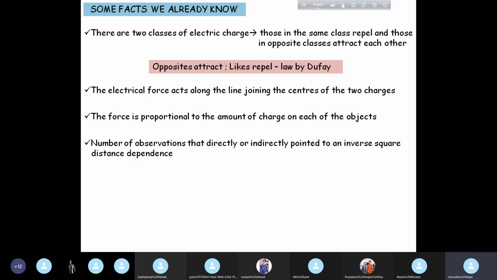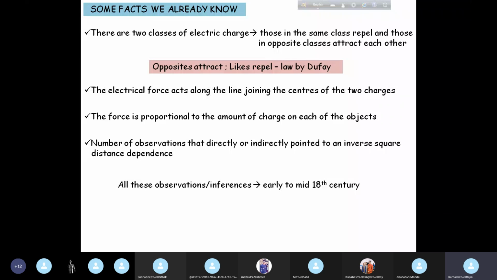These were being observed and they were finally put together as a law by Coulomb. So we will be doing Coulomb's law next. But prior to Coulomb, scientists were already observing these phenomena: that the force acts along the line joining the centers of the two charges, that the force is proportional to the amount of charge on each of the objects, and there were several observations that show directly or indirectly that there was an inverse square distance dependence of the force. The force was proportional to 1 by distance squared.